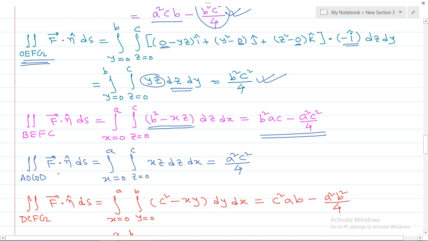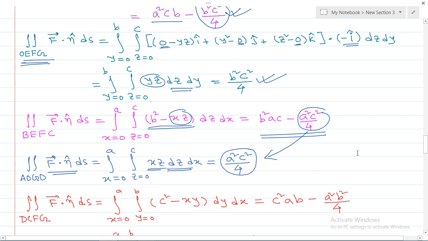Similarly for the AOGD surface, f dot n cap, it is just the opposite surface of BEFC, so y is going to be 0, and n cap is minus j cap, so the integration will come as xz dz dx. Since minus xz is there, but n cap is minus j cap, the minus and minus will get absorbed, so we will get xz only, and the result definitely will be a square c square by 4. How can we write this down? Because from the xz integration the result is a square c square by 4, the same result will come here also, because we have the same integration, only the minus sign we have to neglect here.